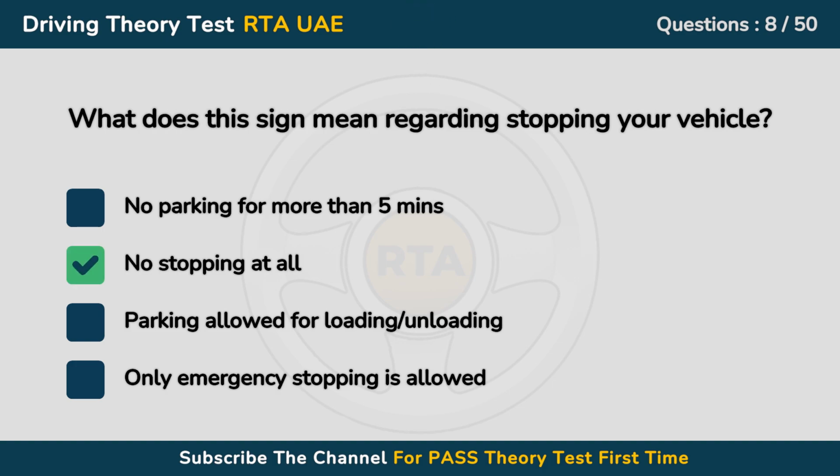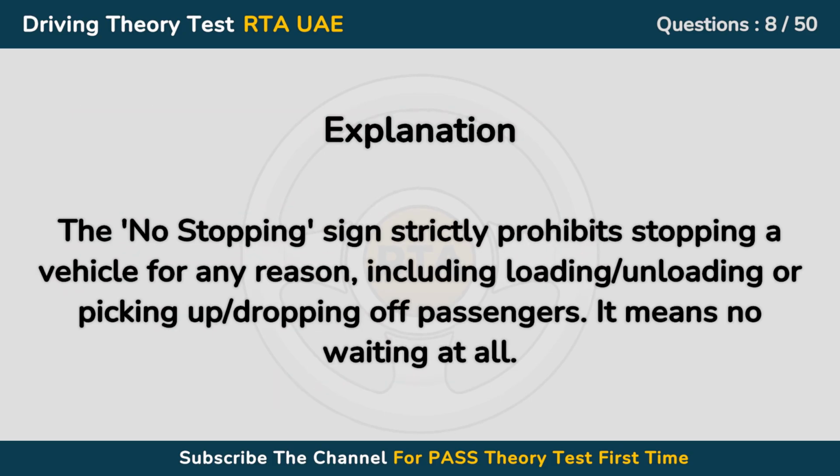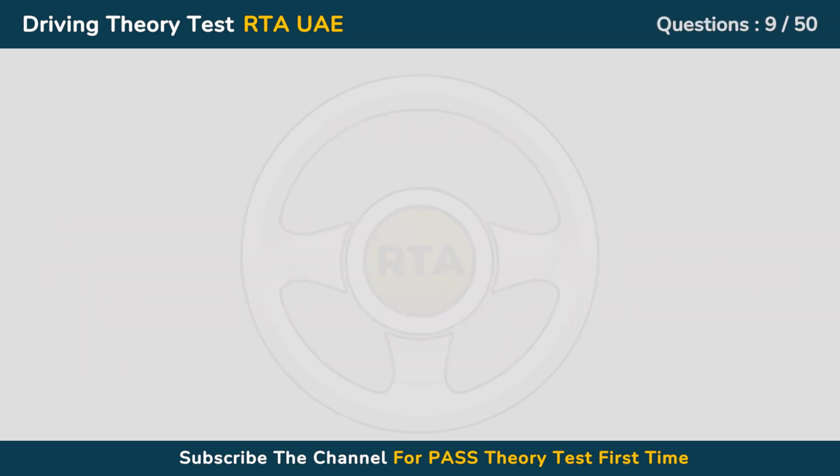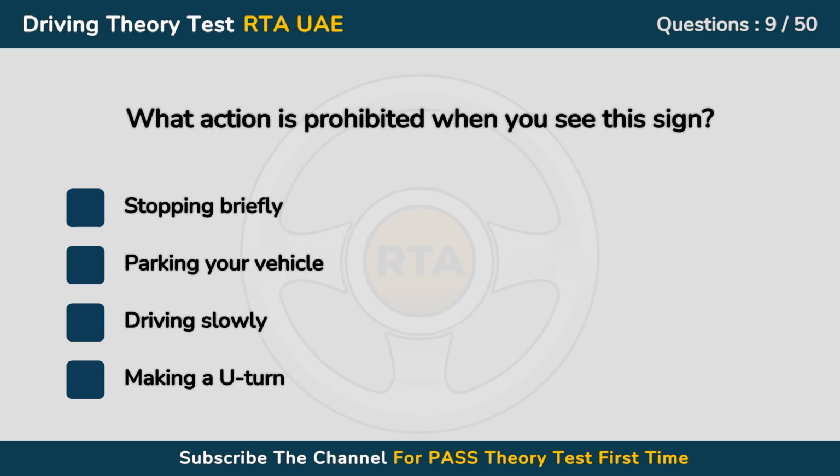Answer is B. No stopping at all. The no stopping sign strictly prohibits stopping a vehicle for any reason, including picking up or dropping off passengers. It means no waiting at all. Question 9. What action is prohibited when you see this sign?